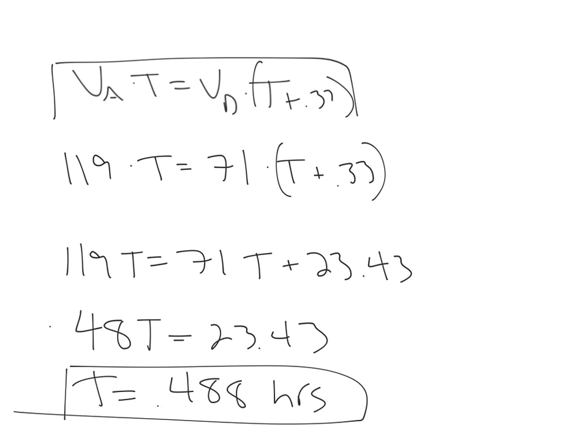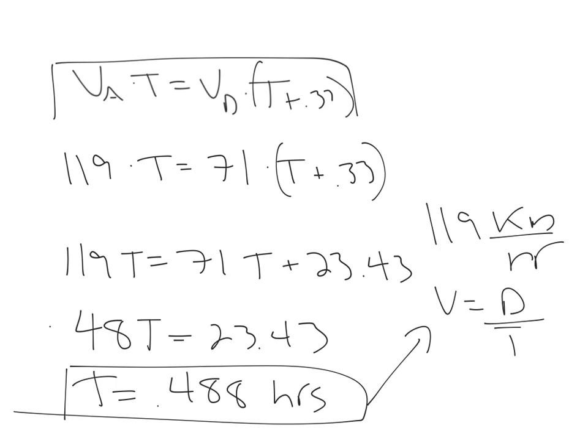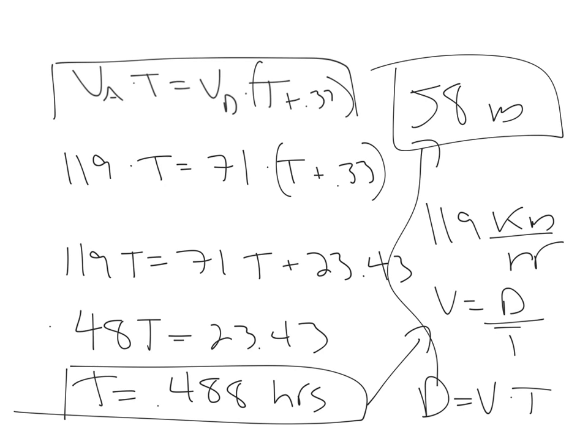And now to find out what distance the cars travel, all I need to do is take that 0.488 hours and multiply it by the speed of the car. So either car, so car A is going 119 kilometers per hour. Velocity equals distance over time, so distance equals velocity times time. So I take that 119 and multiply it by 0.488. And I get an answer for distance here of 58 kilometers, and that is the right answer. So that's how you do the problem.